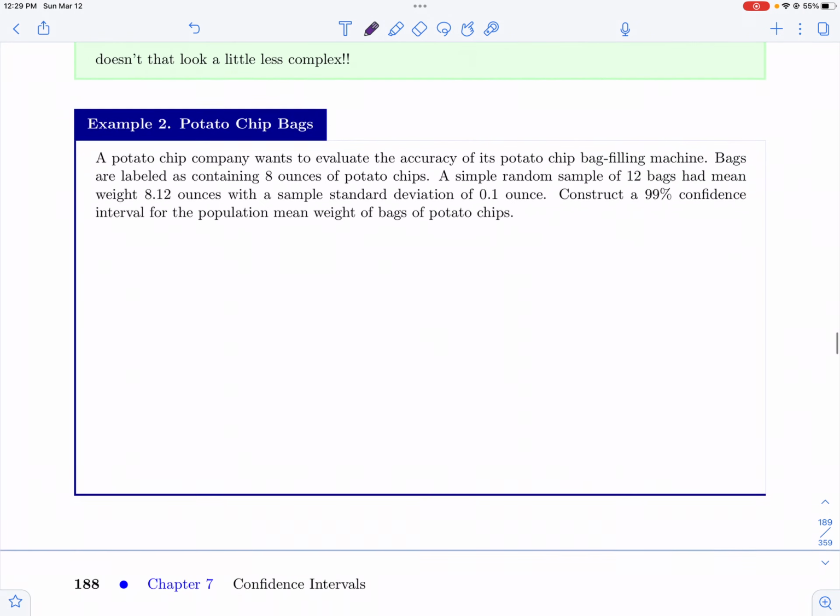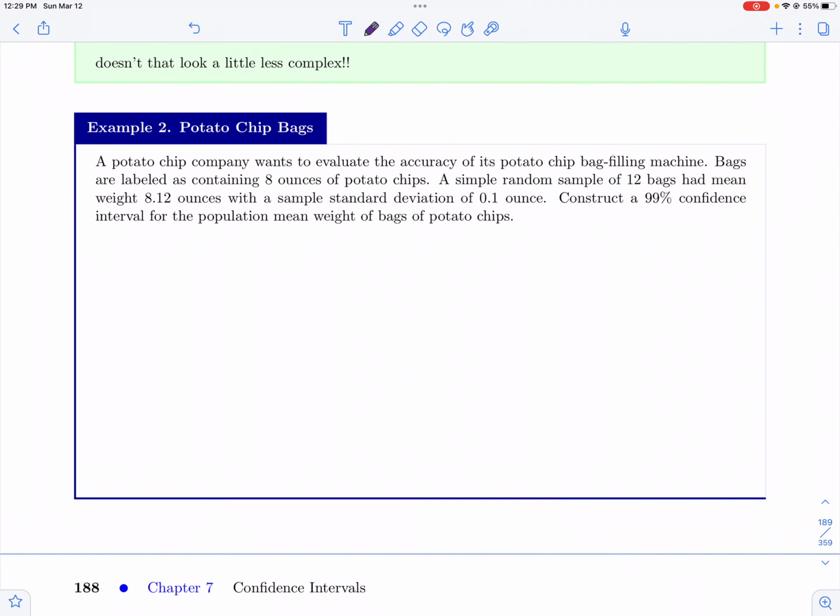So let's look at example 2 here. A potato chip company wants to evaluate the accuracy of its potato chip bag filling machine. Bags are labeled as containing 8 ounces of potato chips. A simple random sample of 12 bags had a mean weight of 8.12 ounces with a sample standard deviation of 0.1. Construct a 99% confidence interval for the population mean weight of bags of potato chips.